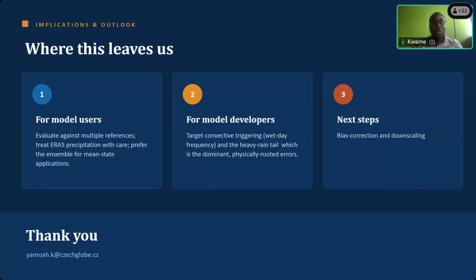So when you are evaluating over West Africa, it's best you do that over multiple reference data to get a clear picture. We advise the model developers to work on the convective triggering when it comes to the models. And the next stages will be to bias correct and work on downscaling approaches.